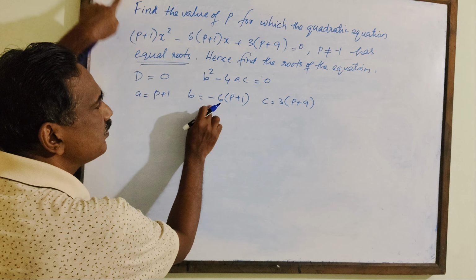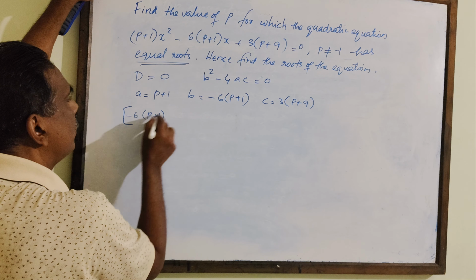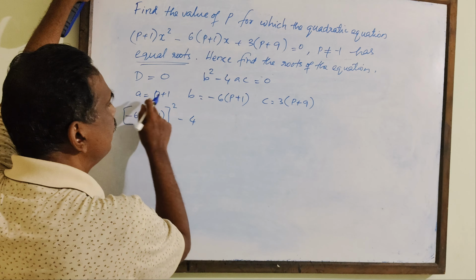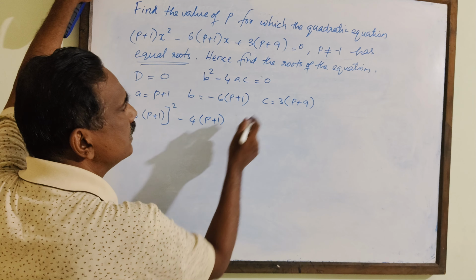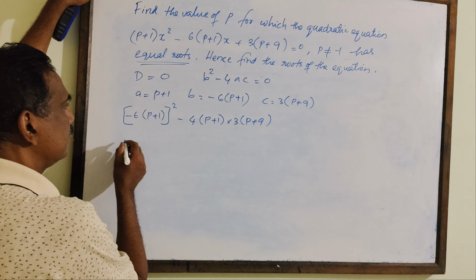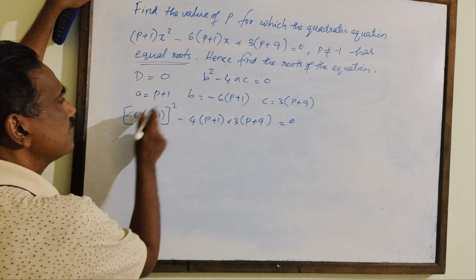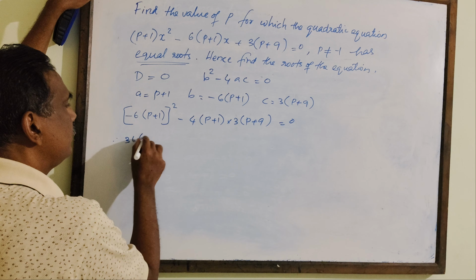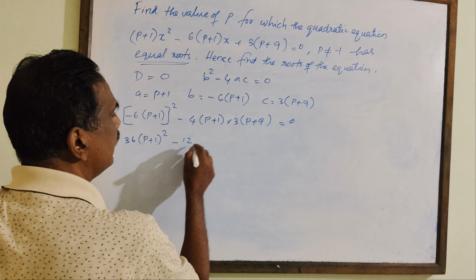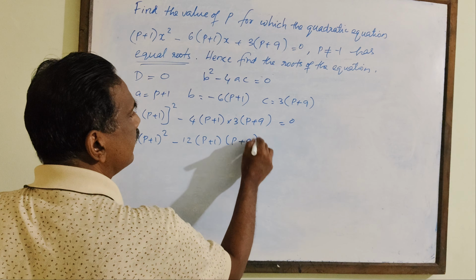So what is b square? This is b, so b square is minus 6 into p plus 1 the whole square, b square minus 4 into, what is a? 4ac, 4 into a is p plus 1 into c is this one, that is into 3 into p plus 9. Therefore, this is equal to 0. Therefore, if you open this, minus 6 square becomes 36 into p plus 1 whole square minus 4 into 3 becomes 12 into p plus 1 into p plus 9 equal to 0.